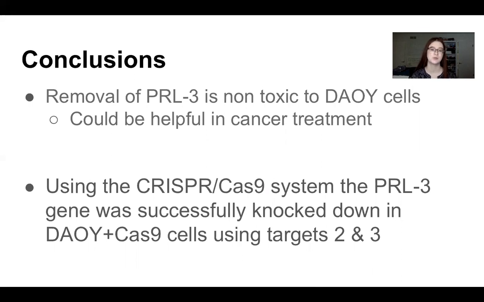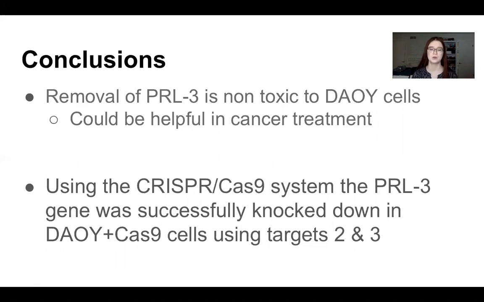Current cancer treatments for medulloblastoma include chemotherapy, which kill not only your target cells, but everything around them. Since PRL3 seems to be non-toxic, if that is a gene that can be knocked down that could slow the progression of medulloblastoma without killing everything around it, it would be extremely helpful in terms of cancer treatments.